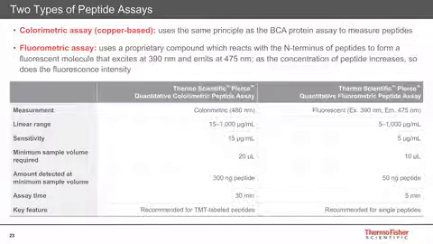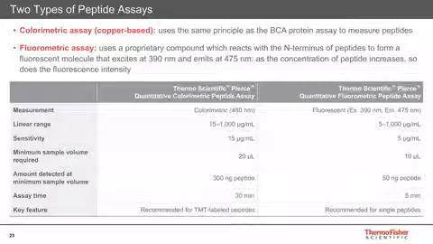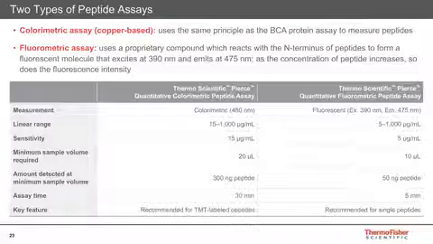First, let me talk about these two kits. One is a peptide quantitation kit, which is a colorimetric kit and uses the same principle as BCA, but it measures peptides. The other is a fluorometric assay, which uses a proprietary compound that reacts with N-terminus. Upon that reaction, a fluorescent molecule is formed which excites at 390 nanometers and emits at 475 nanometers.